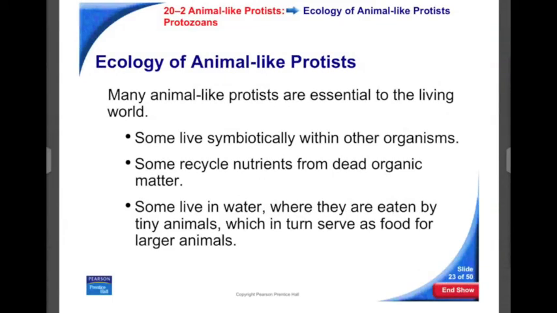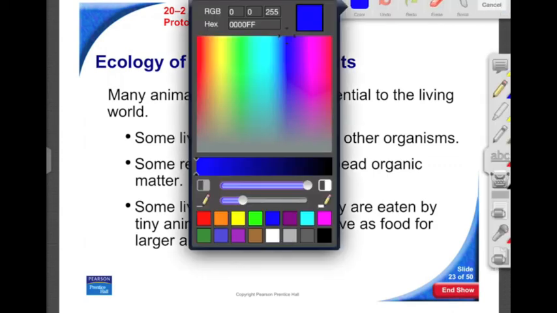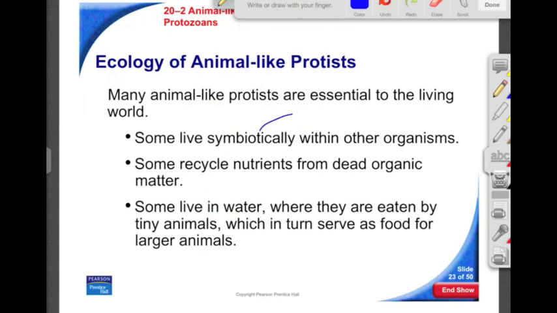So the ecology of animal-like protists is pretty interesting. A lot of our animal-like protists will try to live symbiotically within other organisms. And I think we just saw a case of that, a parasite, right? So put a little note here, for example, malaria, caused by Plasmodium vivax, pretty nasty little critter. But it's not all bad.